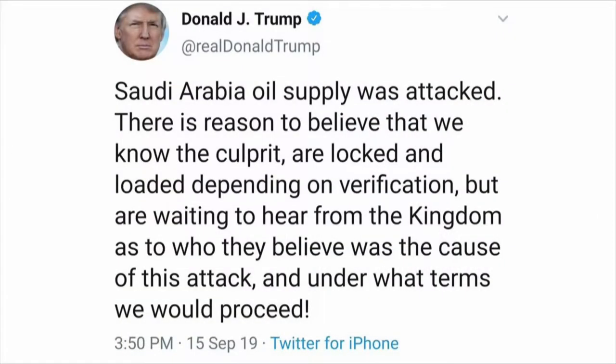So for example, this is the most recent one, after the Iranian or Houthi drone attack in Saudi Arabia. Trump says, "Saudi Arabia oil supply was attacked. There's reason to believe we know the culprit. We are locked and loaded, depending on verification, but are waiting to hear from the kingdom as to who they believe was the cause of this attack and under what terms we would proceed."